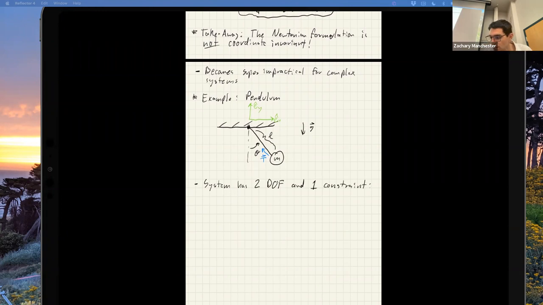So it has basically the following. So this position vector R in 2D, right? X, Y, whatever, the norm of that guy for all time has to equal L, that length, right? Does that make sense? So that's my constraint.